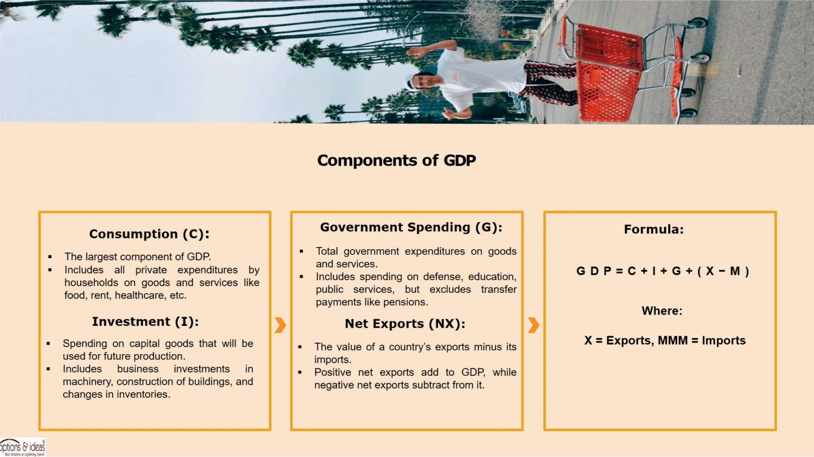Components of GDP. Consumption, C, the largest component of GDP. Includes all private expenditures by households on goods and services like food, rent, healthcare, etc. Investment, I, spending on capital goods that will be used for future production. Includes business investments in machinery, construction of buildings, and changes in inventories. Government spending, G, total government expenditures on goods and services. Includes spending on defense, education, public services, but excludes transfer payments like pensions.